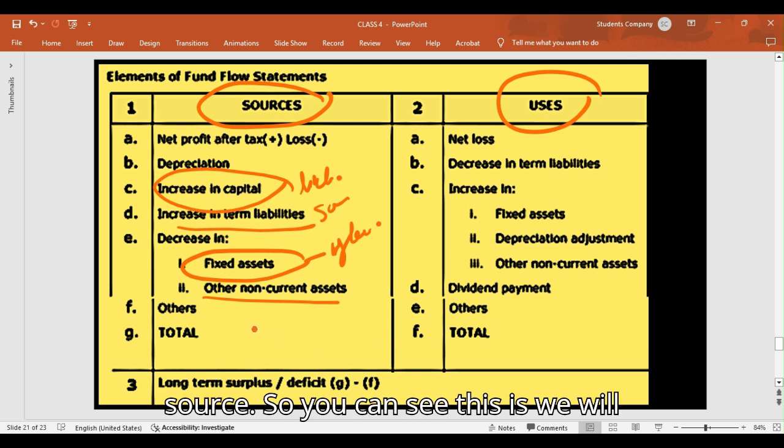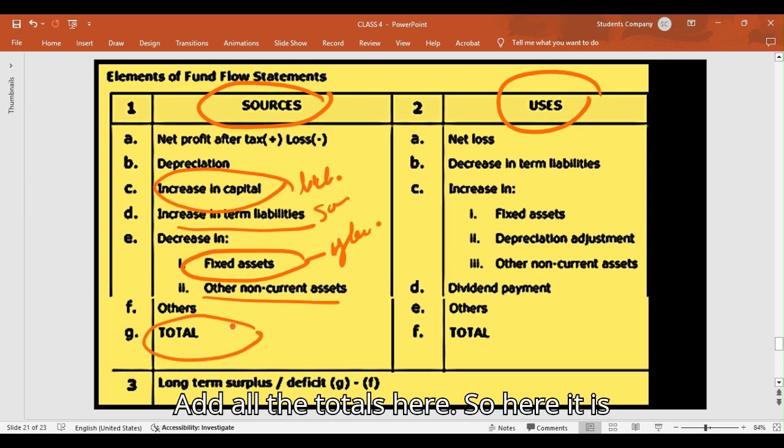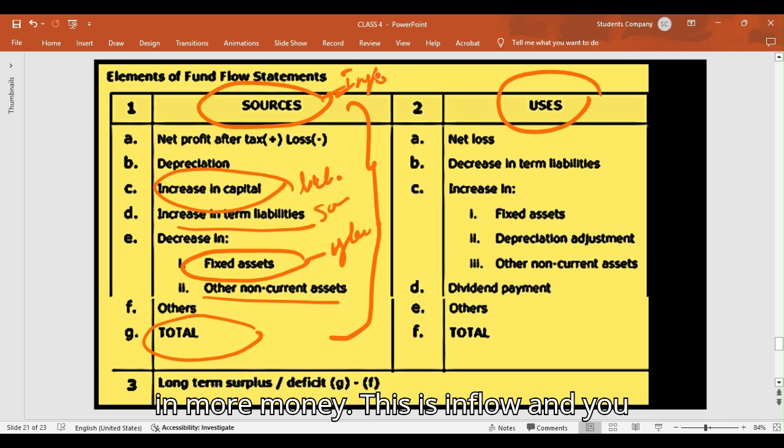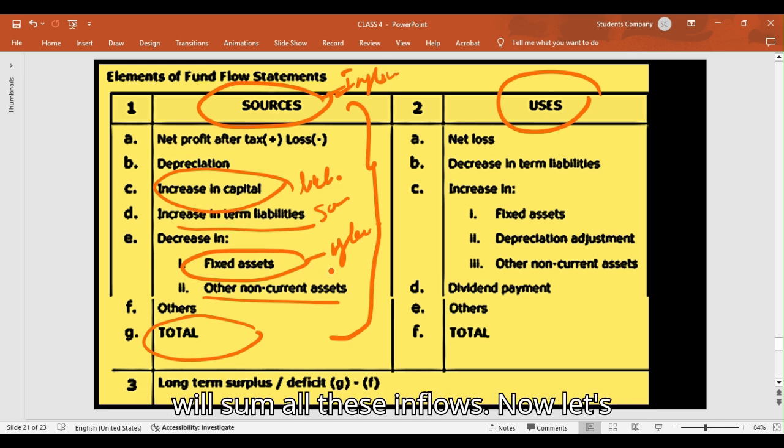So you can see, we'll add all the totals here. So here it is listing out different sources, basically inflow of funds, how you can get or bring in more money. This is inflow, and you will sum all these inflows.